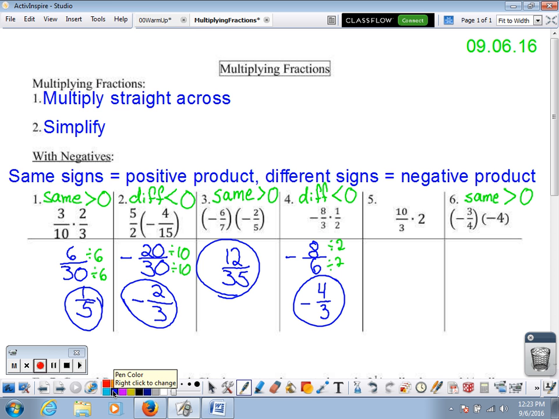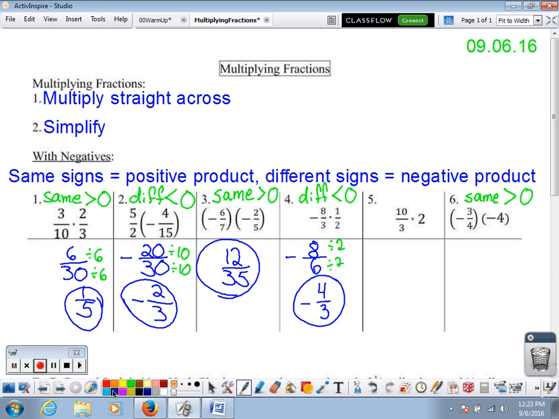Okay, guys? And the reason for that's really simple. Think about what negative means. It means opposite. So if I have the opposite of a negative, what would that be? It would be positive. But if I have the opposite of a positive, what would that be? Negative. So what it comes down to is, are they the same sign or are they different signs? They are the same sign, so the product is going to be positive.